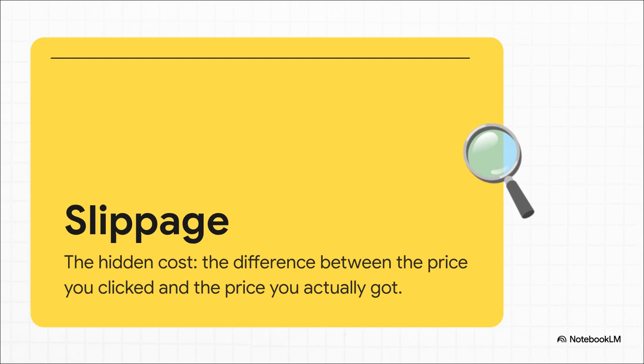Before we get into the math, let's just isolate the most dangerous cost of all, slippage. It's that invisible cost, right? It's the gap between the price you thought you were getting when you clicked buy or sell and the price you actually got filled at. It is an invisible tax that can just systematically destroy an otherwise profitable edge.